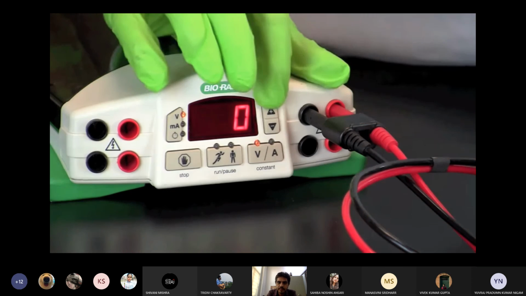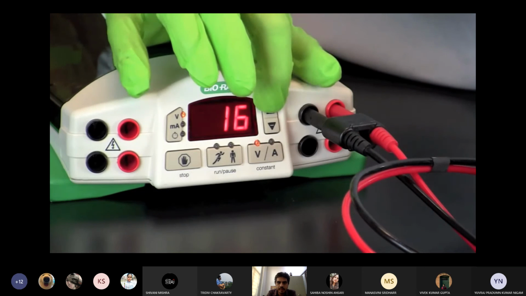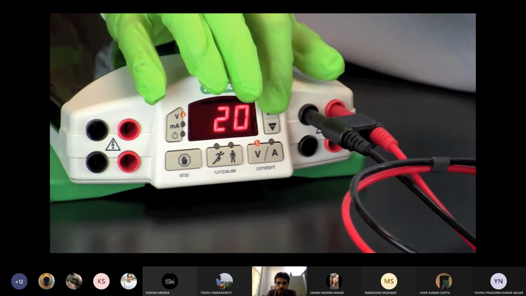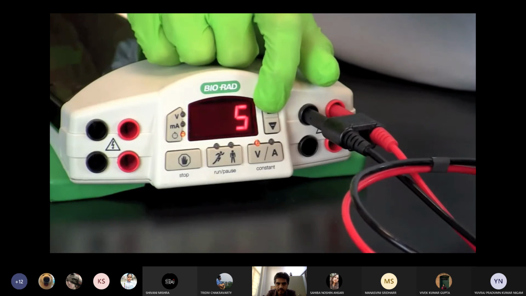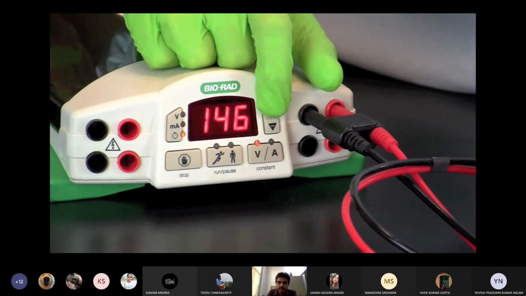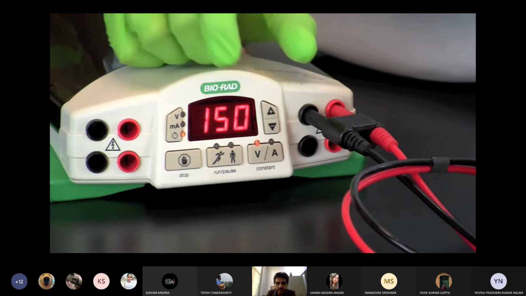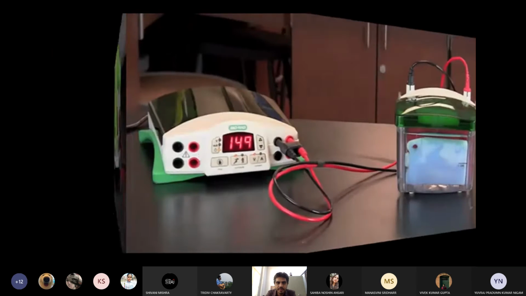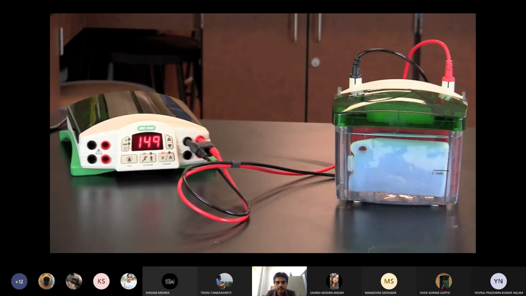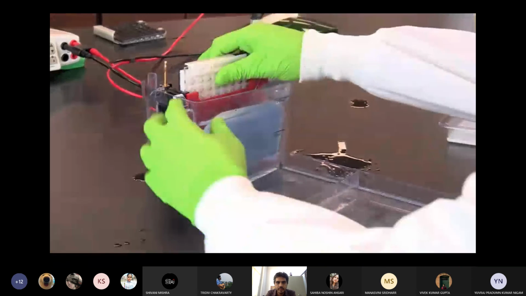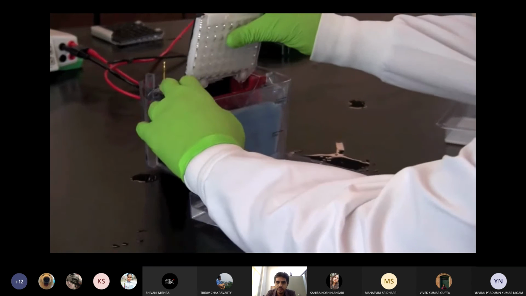Turn on the power supply and run the blot at 20 volts. If a timer is available, set it for 2.5 hours. When the run is complete, turn off the power supply and disassemble the electrophoresis chamber and remove the inner module. When the transfer is done, remove it.